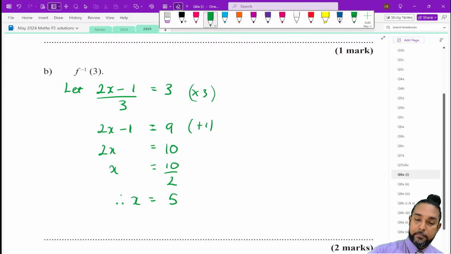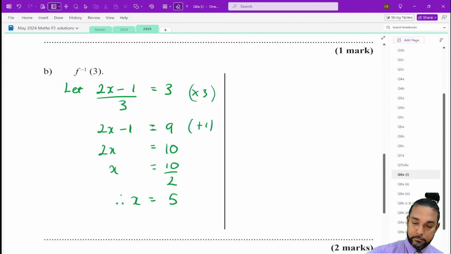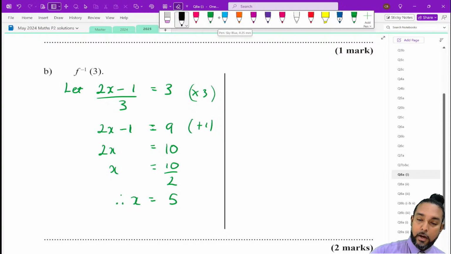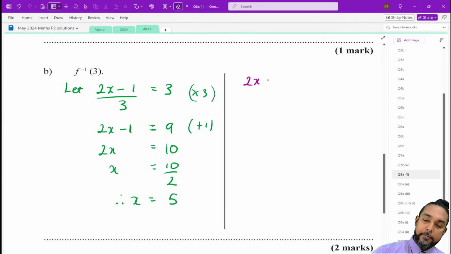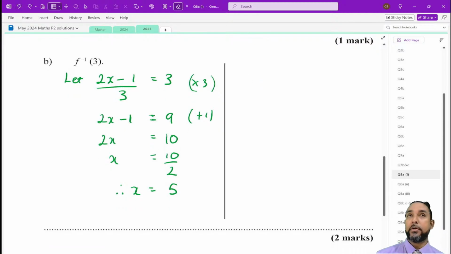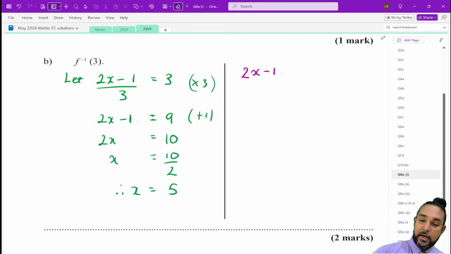Now, check this, right? I want to do this in a slightly different way, just to really think through it. Here, with the function, I have 2x minus 1 divided by 3. So if I start with my x, the first thing done to the x is I multiplied it by 2. Then I subtracted 1, and then I divided by 3. So, check this. If I put that equal to 3, right?